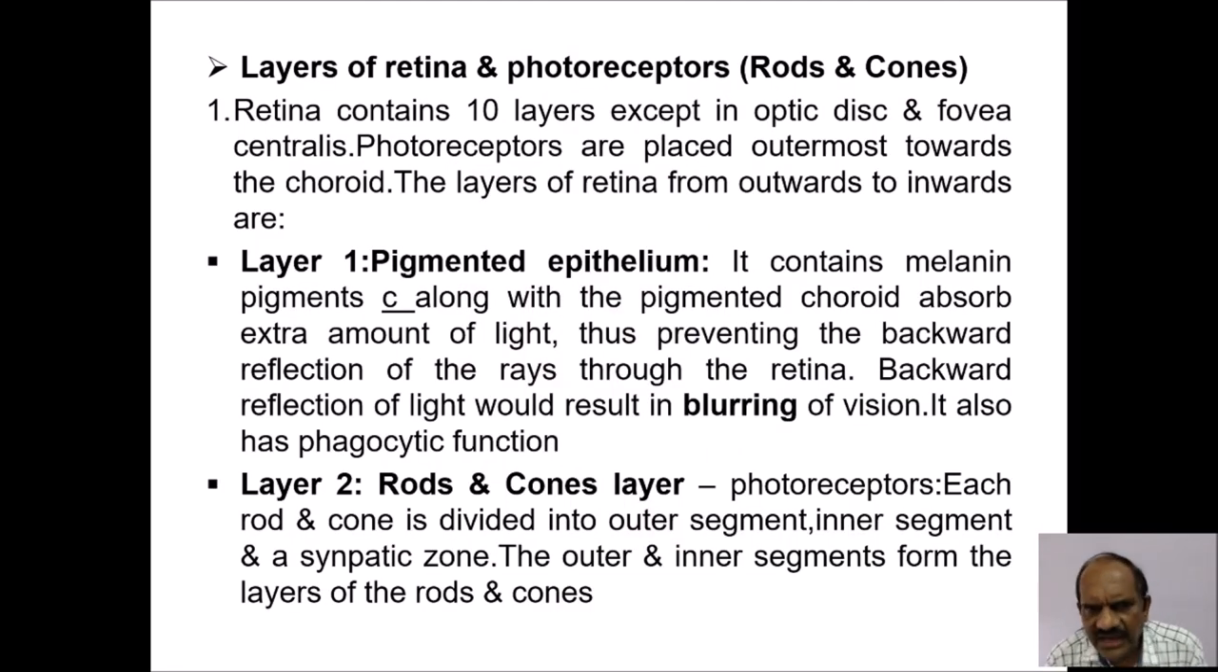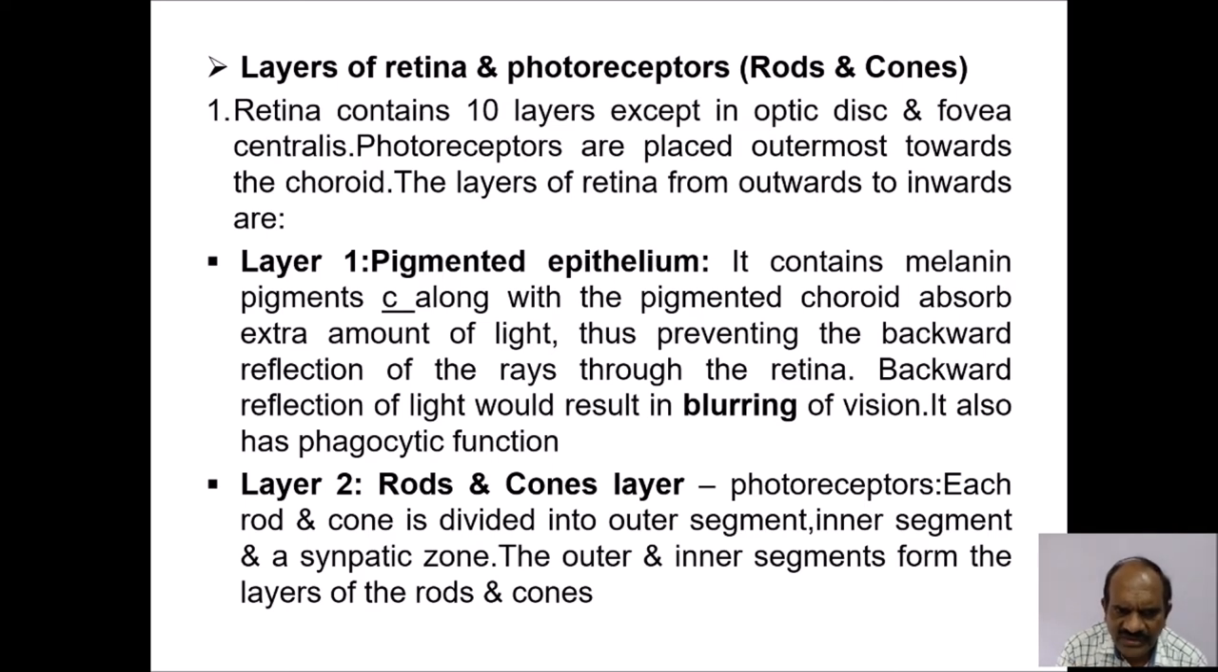Now the first layer, as shown in the figure, is the pigmented epithelial layer. It contains melanin pigment, which along with the pigmented choroid absorbs the extra amount of light, thus preventing backward reflection of the rays through the retina. Backward reflection of the light would result in blurring of vision. It also has a phagocytic function.